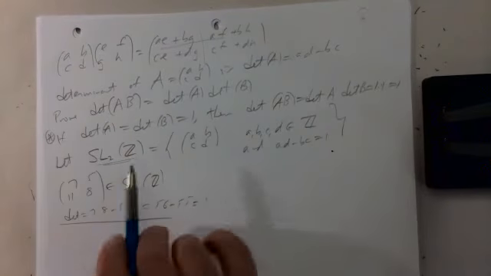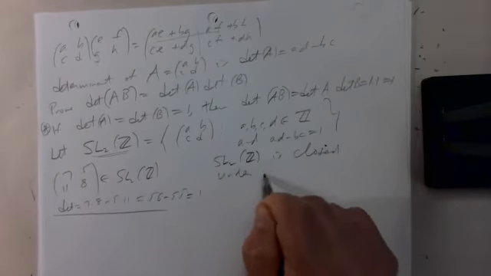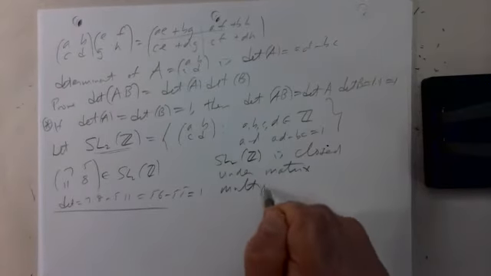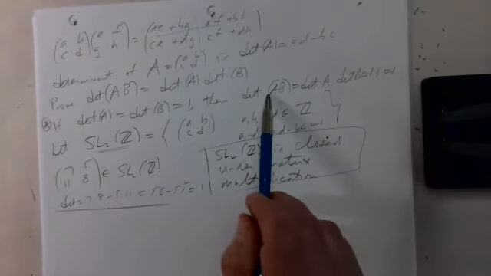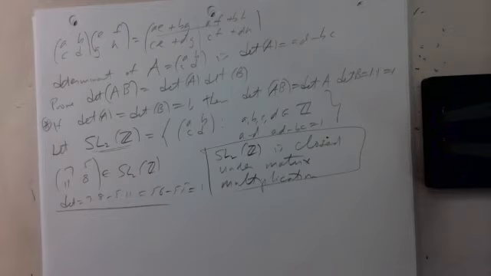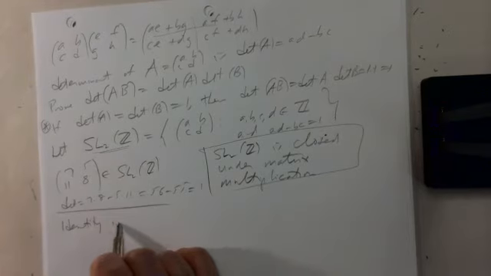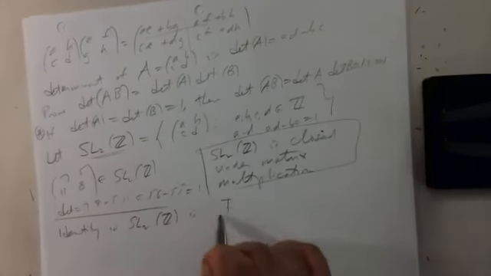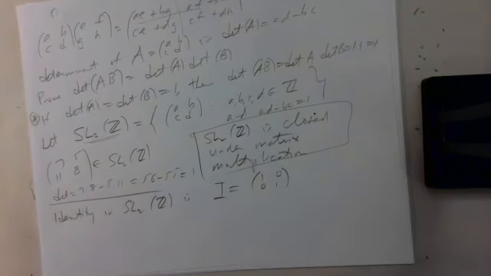And this product rule for the determinant says that SL2Z is closed under matrix multiplication. Because if you take two matrices of determinant 1, the product has determinant 1. So this set is closed under matrix multiplication. And you can check, or I know linear algebra is supposed to be a prerequisite for this course, but matrix multiplication is always associative, no matter what the sizes of the matrices. And there's an identity. The identity in SL2Z is the matrix I equal to 1, 0, 0, 1. This matrix has determinant 1, and you multiply this by anything, and you get back that anything.